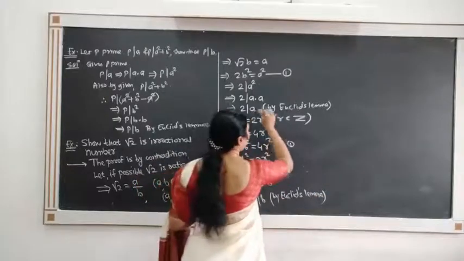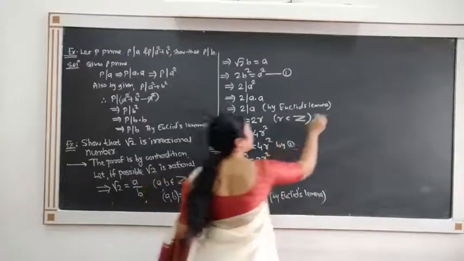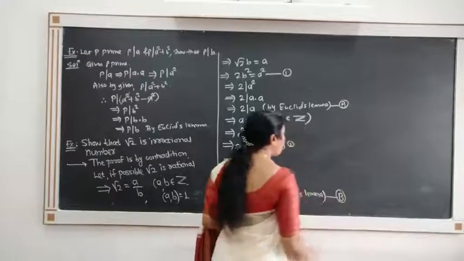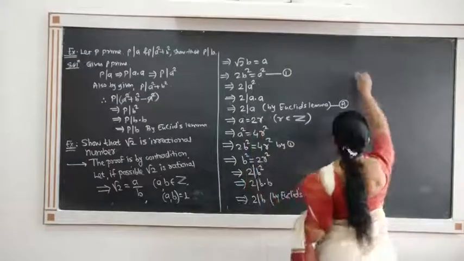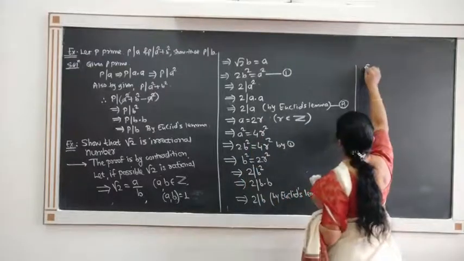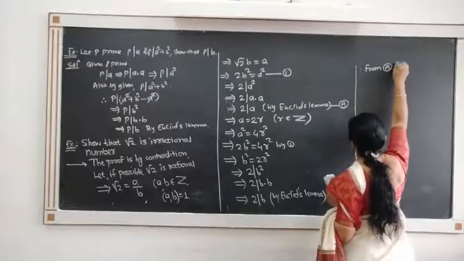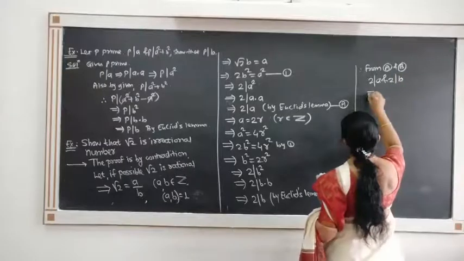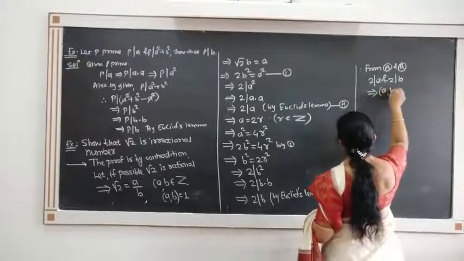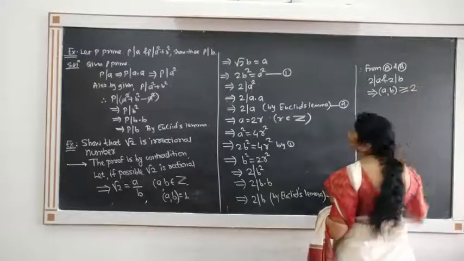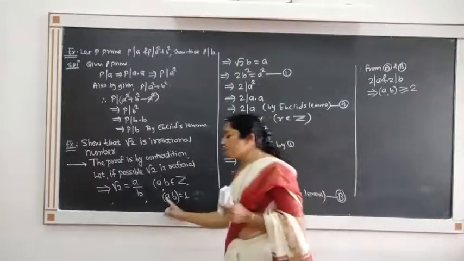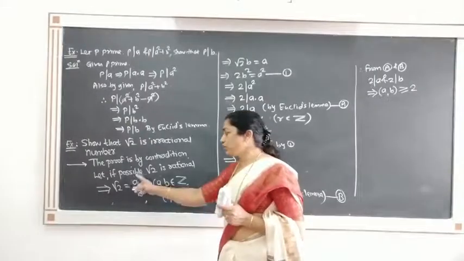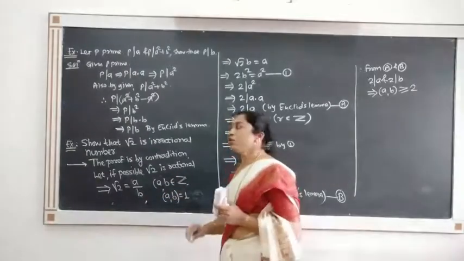Now see this statement, 2 divides a also and 2 divides b also. So if you consider the statements a and b, it shows that 2 divides a also and 2 divides b also. Therefore from statements a and b, 2 divides a and 2 divides b implies that the GCD of a and b should be greater than or equal to 2. But we are saying that the GCD of a and b is 1. So we get a contradiction.